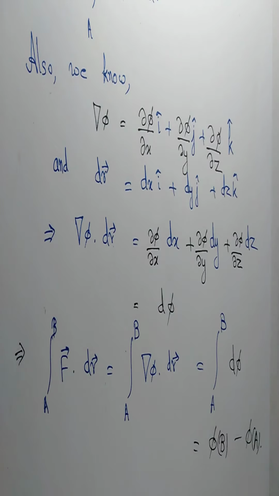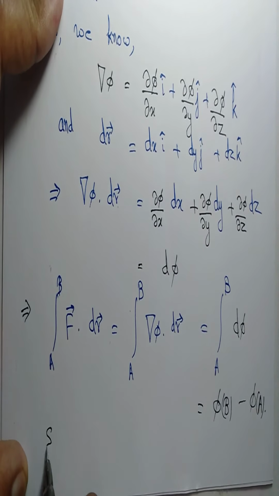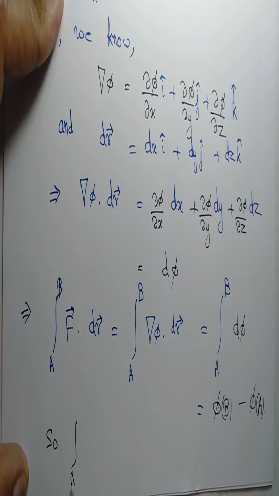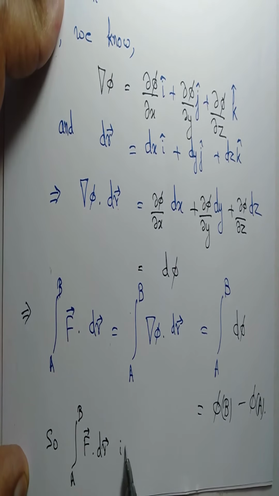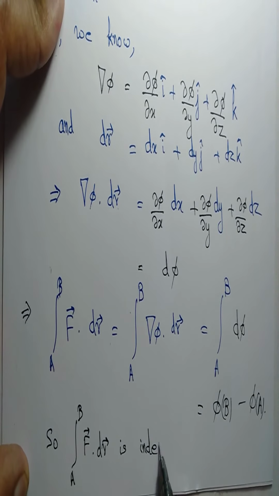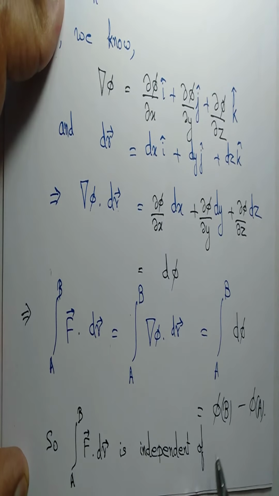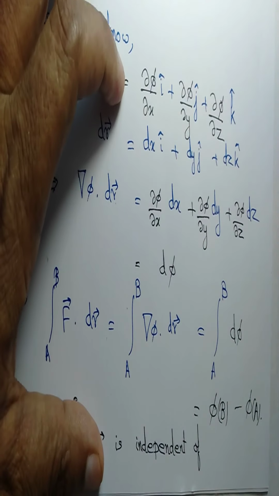So we can say the line integral is independent of path between A and B. So the integral from A to B of f dot dr is independent of path between A and B.